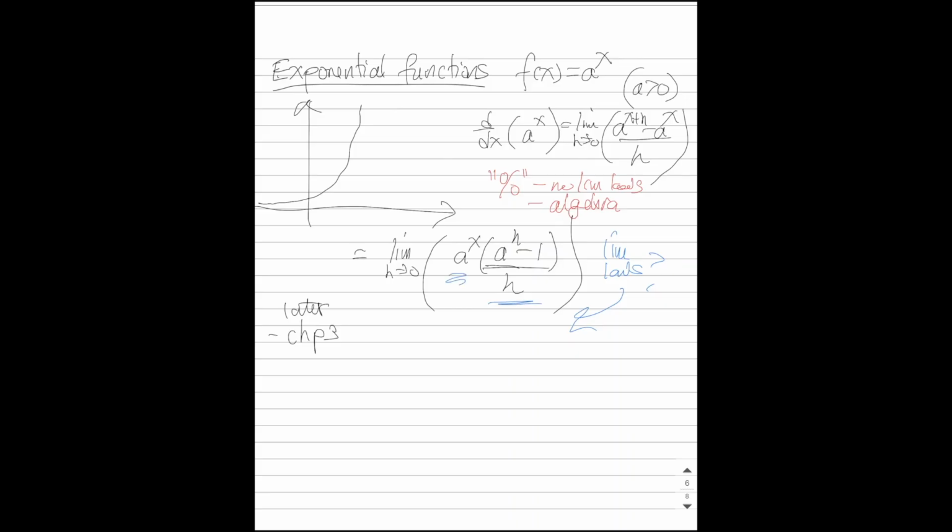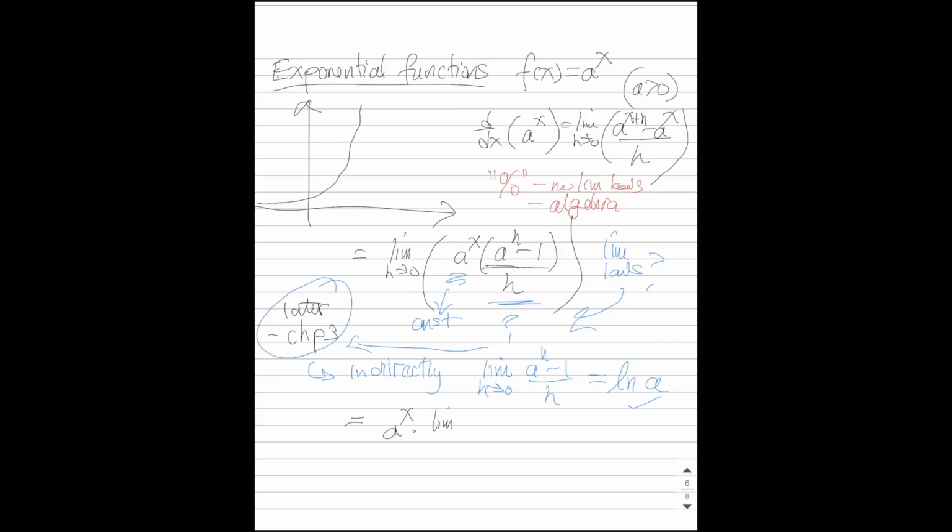The limit variable is an h. Anything without an h is considered to be a constant. So that a to the x is a constant. This thing contains h's. Does the limit exist? So later on, we will indirectly be able to show that this limit does in fact exist, and it equals the natural log of a. So it will exist as long as a is a positive number.